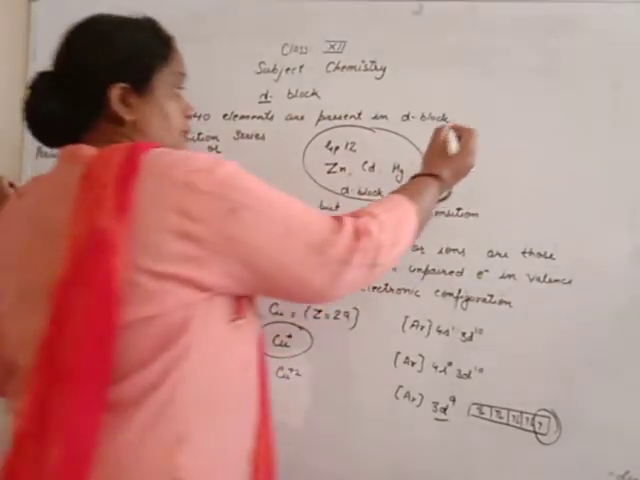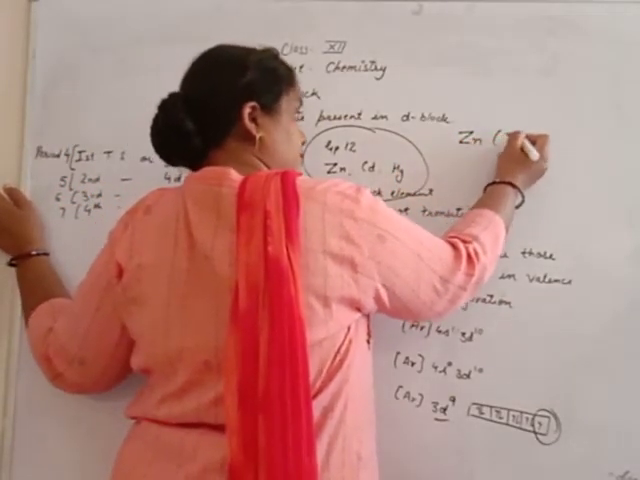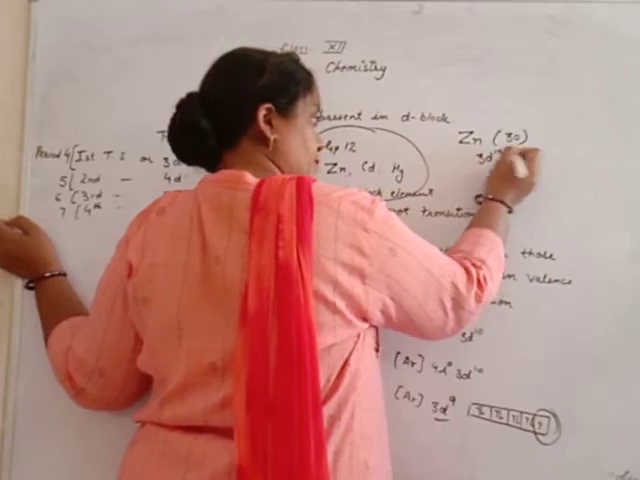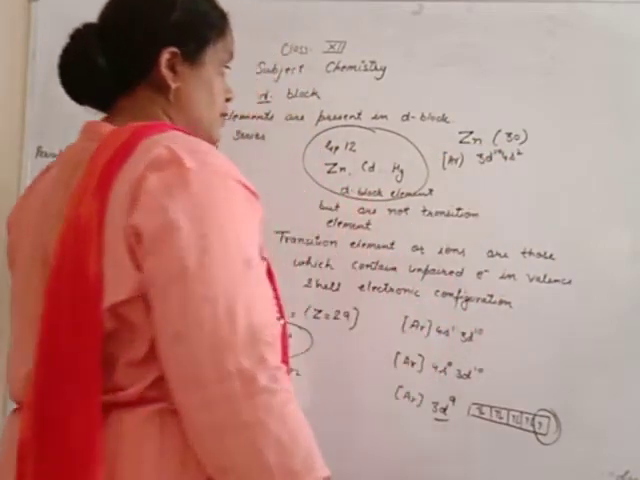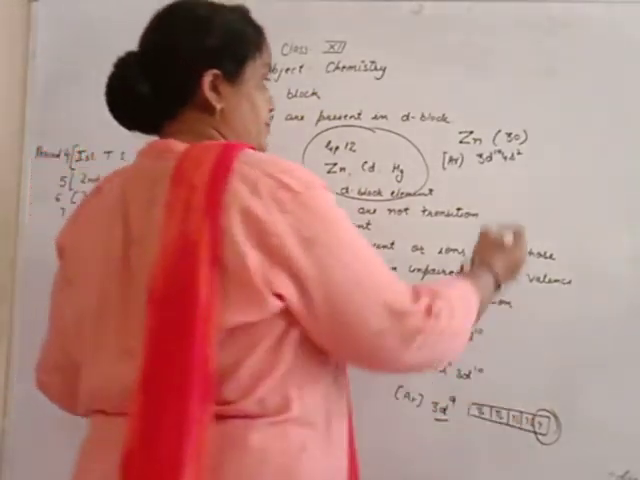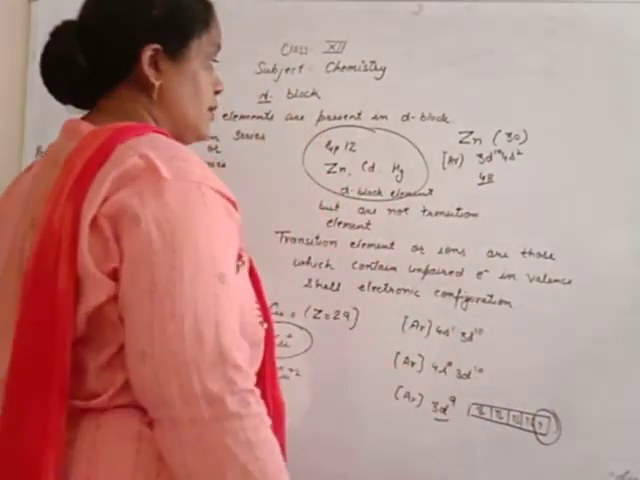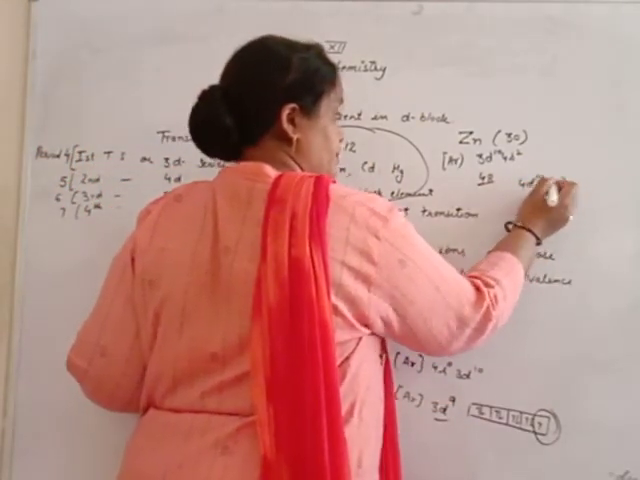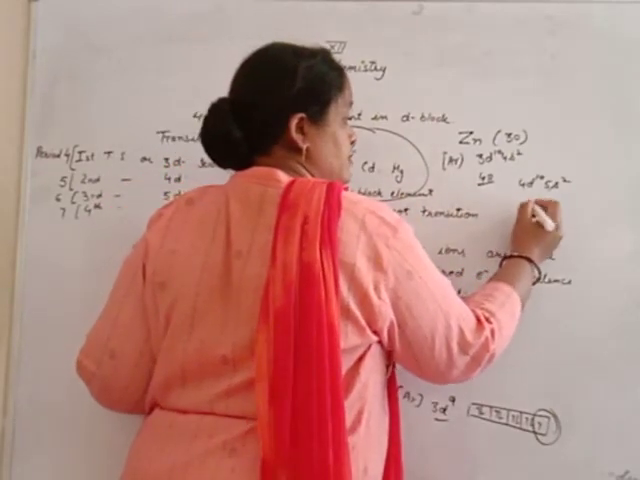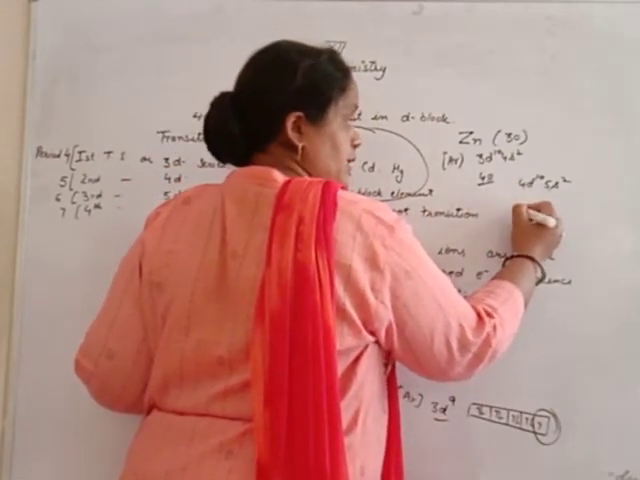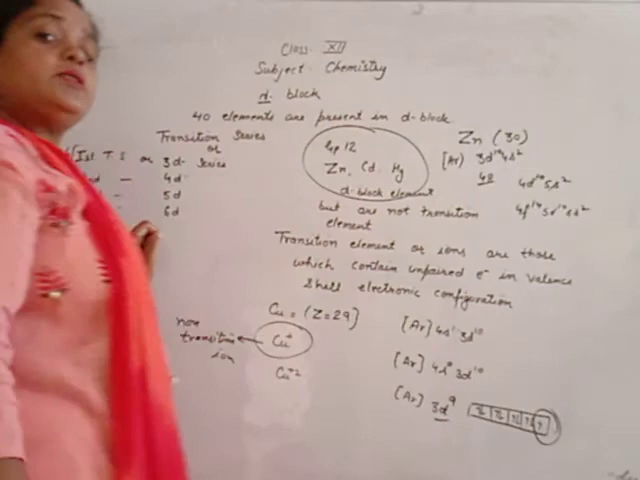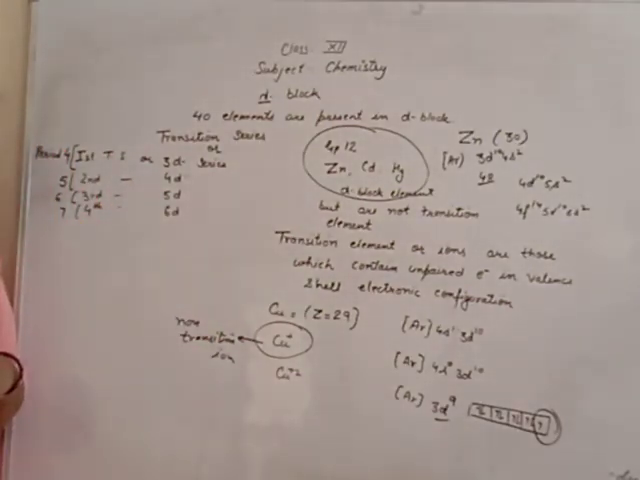Now the electron configuration of zinc, atomic number 30: 3d10 4s2, with noble gas argon. Cadmium has atomic number 48 and mercury 80. For cadmium you will write 4d10 5s2, and for mercury 4f14 5d10 6s2. All electrons are paired. None of the electrons is unpaired. These are non-transition elements.